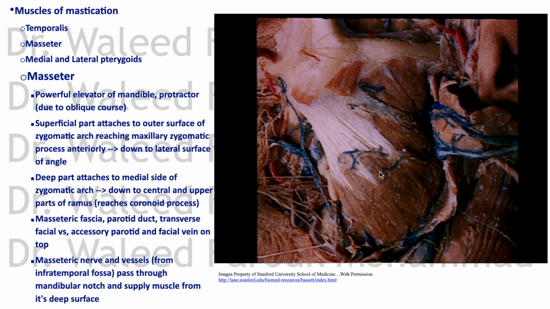How do they get to the muscle? Remember the notch in the ramus of the mandible? Okay, the mandibular notch. It allows for the passage of the masseteric nerve and vessels. So the masseteric nerve and vessels pass through the mandibular notch to end by supplying the masseter muscle. Okay, it's a very powerful muscle. It's a tough muscle.